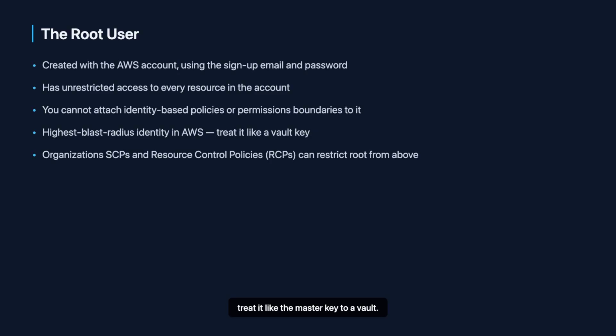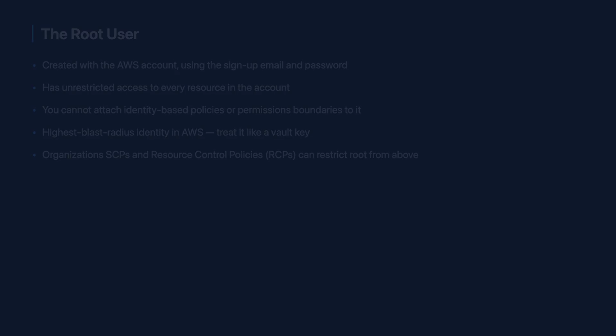Treat it like the master key to a vault. The one way to constrain it is from above, using Amazon Web Services Organization's service control policies, or resource control policies, sometimes abbreviated RCPs, which can restrict what root is allowed to do across accounts in the organization.